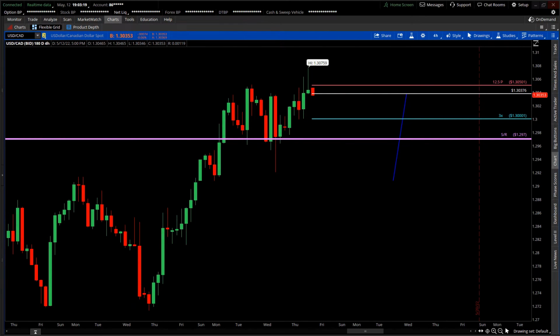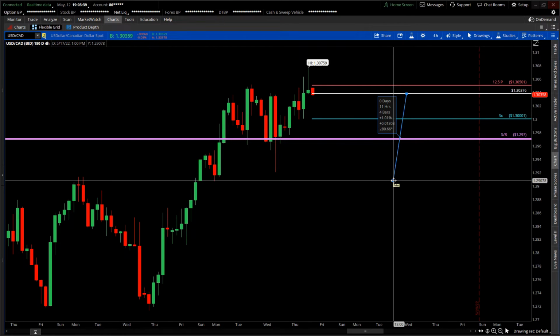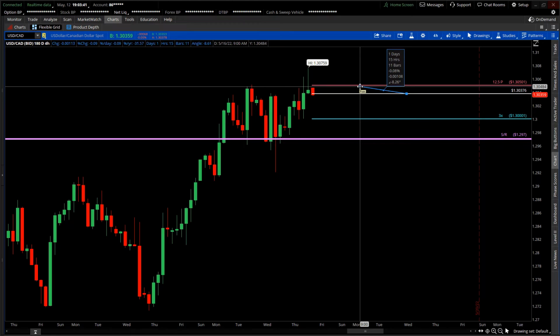Just a quick update. My alarm got triggered, so I'm in the trade. I entered my short at 1.30376, which is represented by this white horizontal line. This red line right above it is my 12.5 pip stop. It's very tight. It's a tight stop.